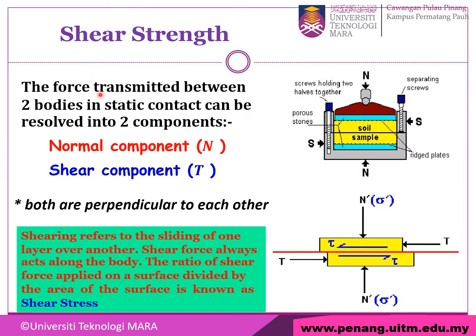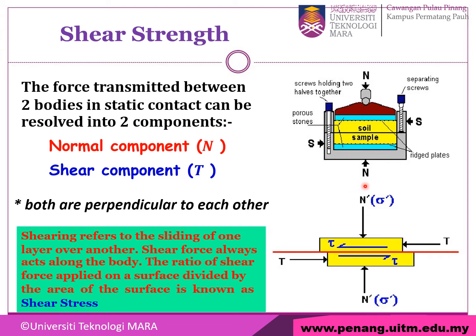For shear strength, the force transmitted between two bodies in static contact can be resolved into two components. The first is the normal component, which is N. The other one is the shear component. So what is the difference between normal and shear? Normal and shear are perpendicular to each other. Look at that.